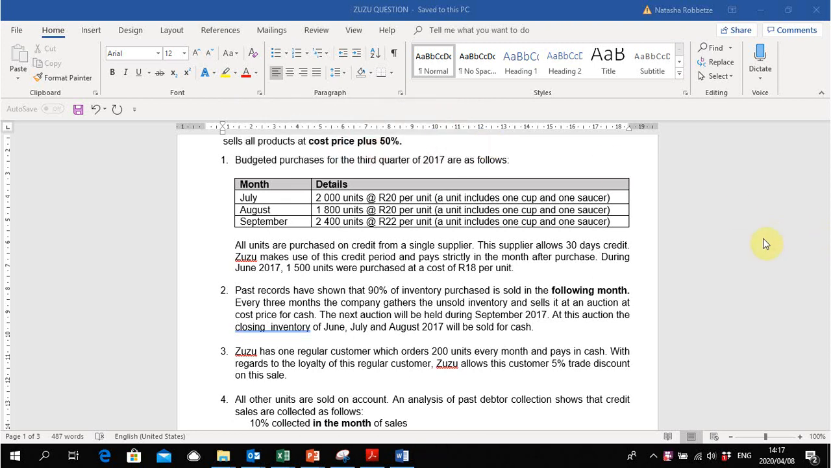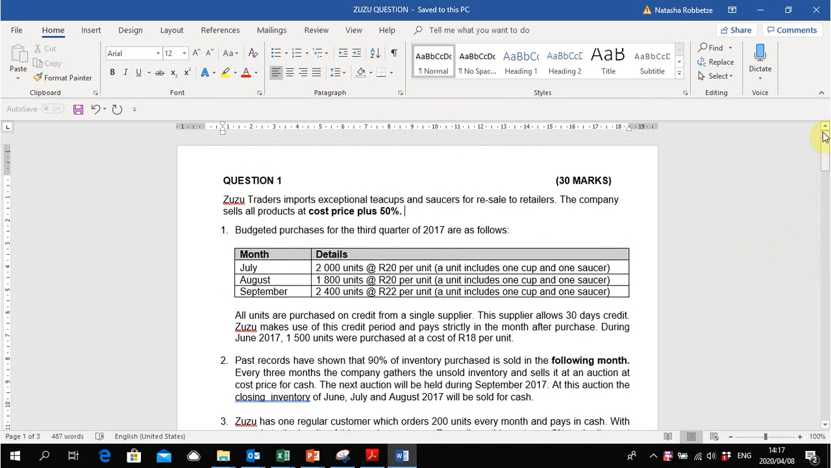Hello students and welcome to the explanation on cash budgets. This question is called Zuzu Traders. It's quite an interesting question and I want us to look at it because it contains a lot of interesting calculations, markups and data collections.